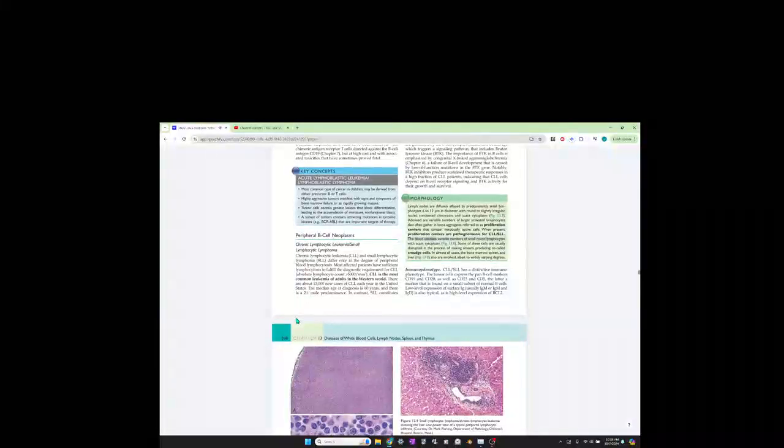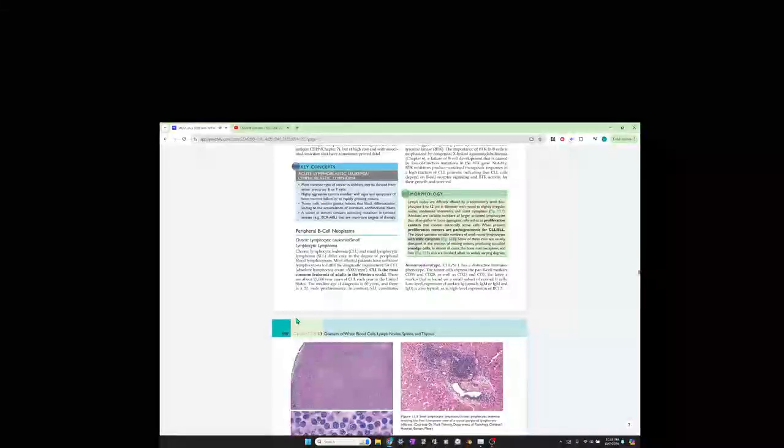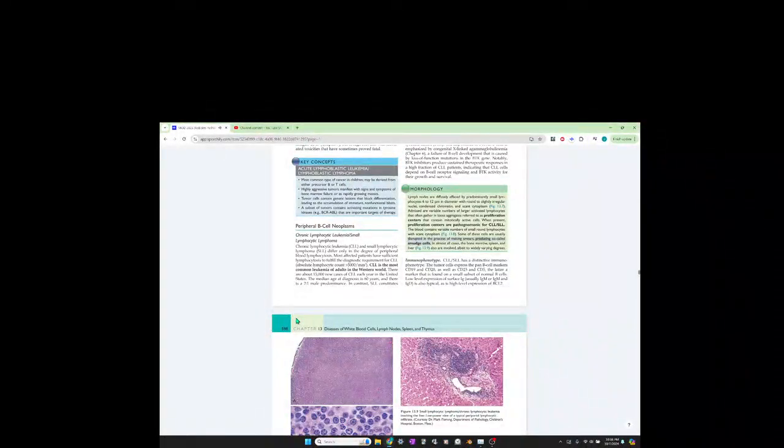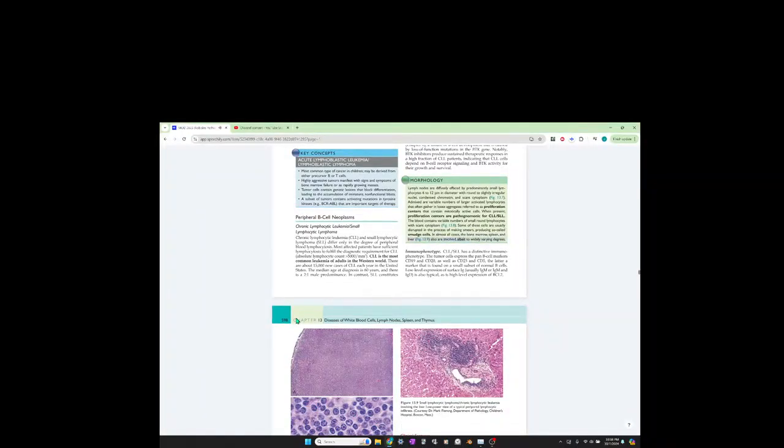The blood contains variable numbers of small round lymphocytes with scant cytoplasm. Some of these cells are usually disrupted in the process of making smears, producing so-called smudge cells. In almost all cases, the bone marrow, spleen, and liver also are involved, albeit to widely varying degrees.